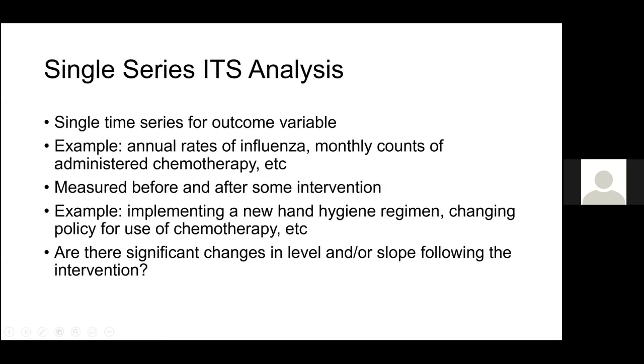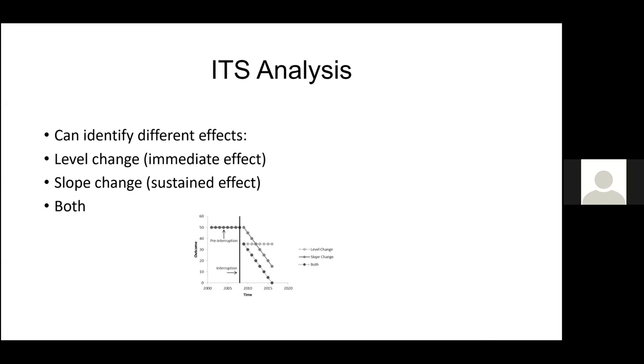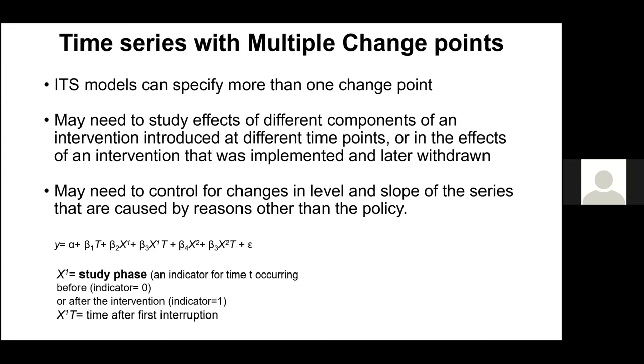X, you know, time at some point, but there could even be time series with multiple change points. So you may specify more than one change point. This may be due to the need maybe to study the effects of different components of an intervention introduced at different time points. Or it may be the effects of an intervention that was implemented, but later it was withdrawn, right? So you may be interested in the effects of COVID, for instance.